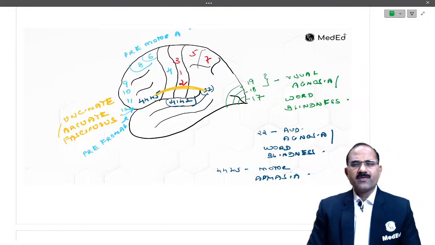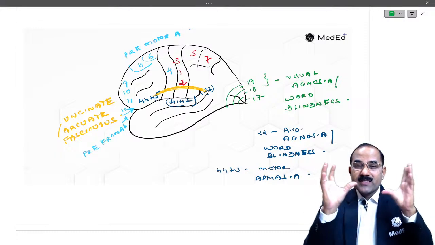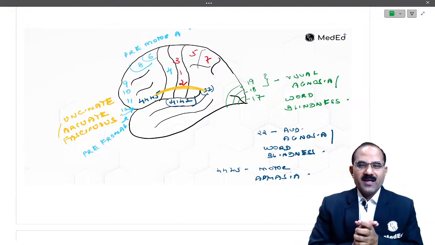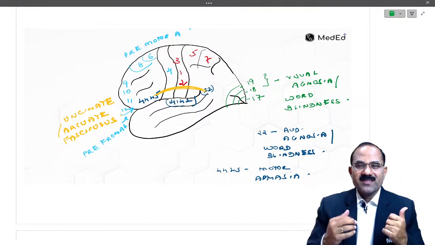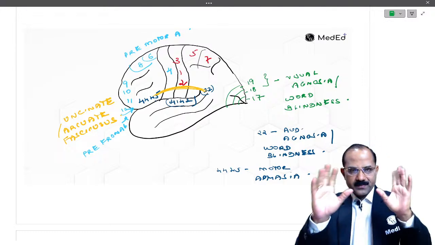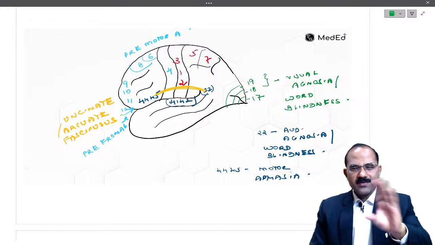And what is the function of this area? Intelligence, memory, ego, self-respect. In short, social behavior. And these areas are highly developed in us. We are therefore known as social animals. Perfect. Just remember these functional areas, and you have to discuss some pathways along with them.